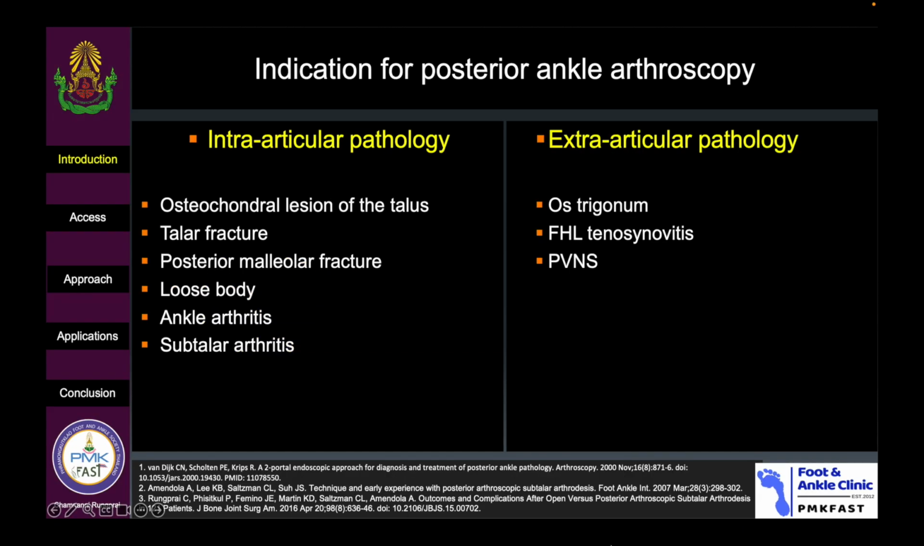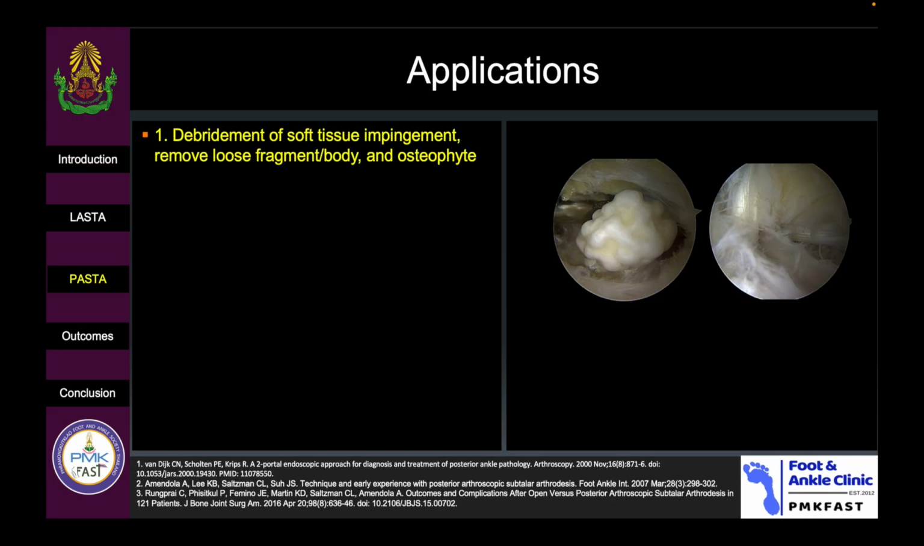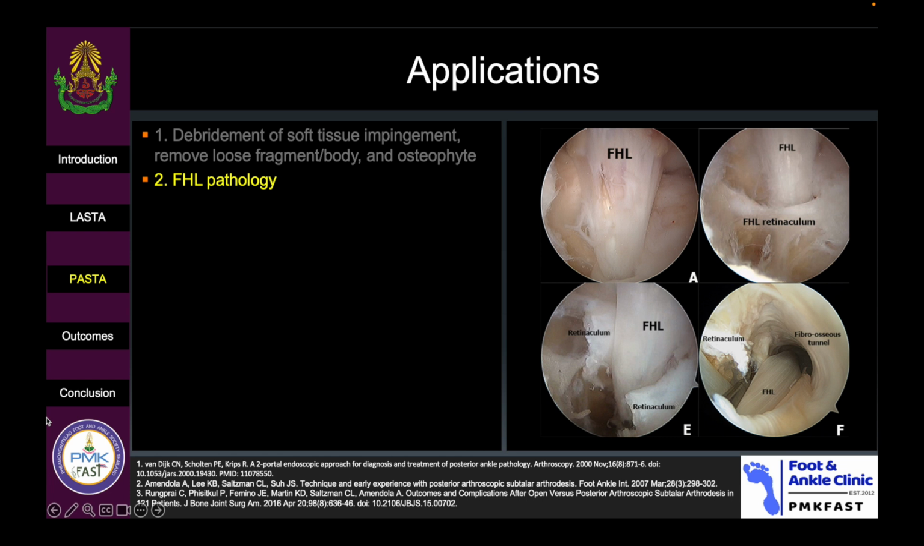The indications for posterior ankle arthroscopy include intra-articular pathology such as osteochondral lesion of the talus, talar fracture, posterior malleolar fracture, loose body, ankle arthritis, and subtalar arthritis. Extra-articular pathology includes os trigonum, flexor hallucis longus tenosynovitis, and PVNS. For the applications, we use posterior ankle arthroscopy to debride soft tissue impingement, remove loose fragments, and osteophytes.